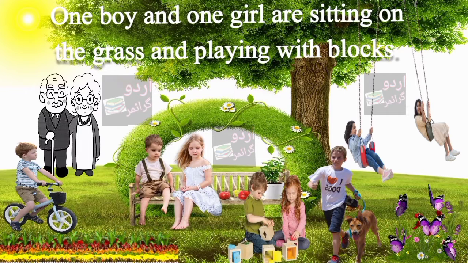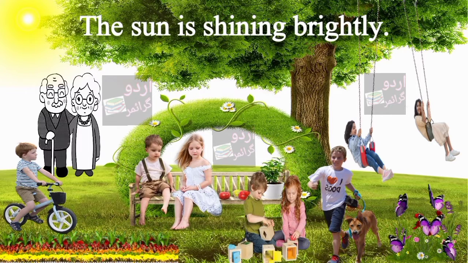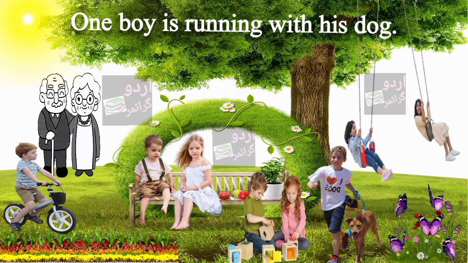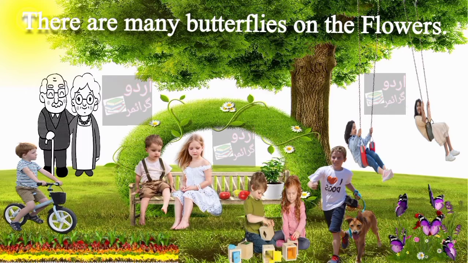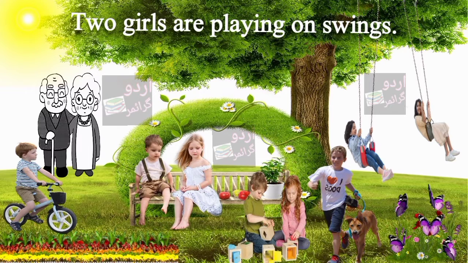One boy and one girl are sitting on the grass and playing with blocks. The sun is shining brightly. One boy is running with his dog. There are many butterflies on the flowers. Two girls are playing on swings.